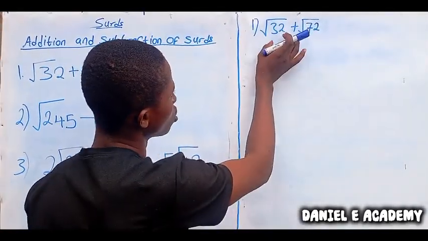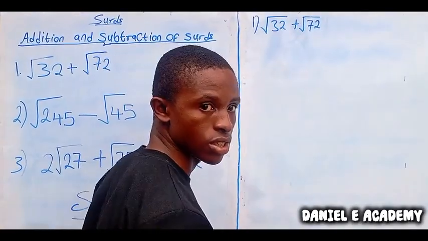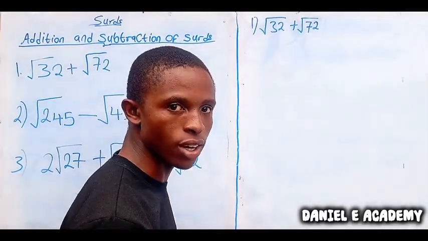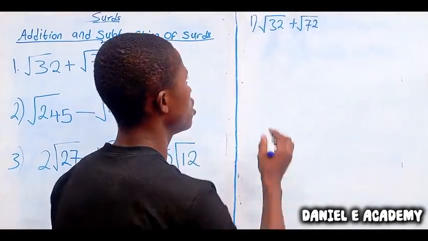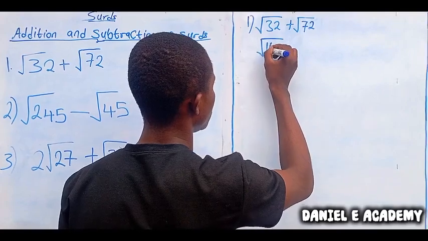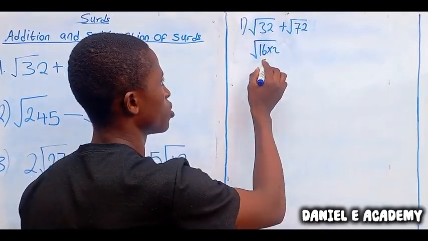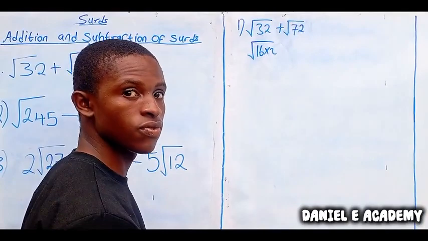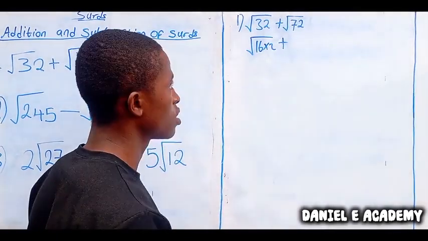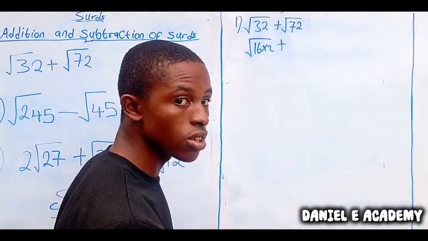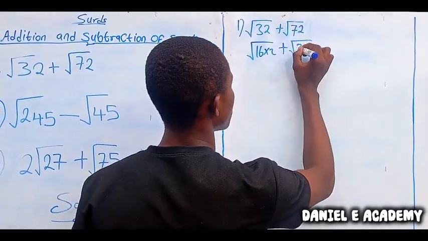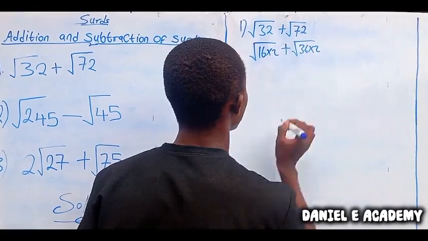So you look at root of 32 and root of 72. They can be divided, and if they are divided, one of the factors will be a perfect square. Root of 32 can be 16 multiplied by 2, because 16 multiplied by 2 will give you 32, and root of 72 divided by 2 will give you 36. 36 is a perfect square, so root of 36 multiplied by 2.